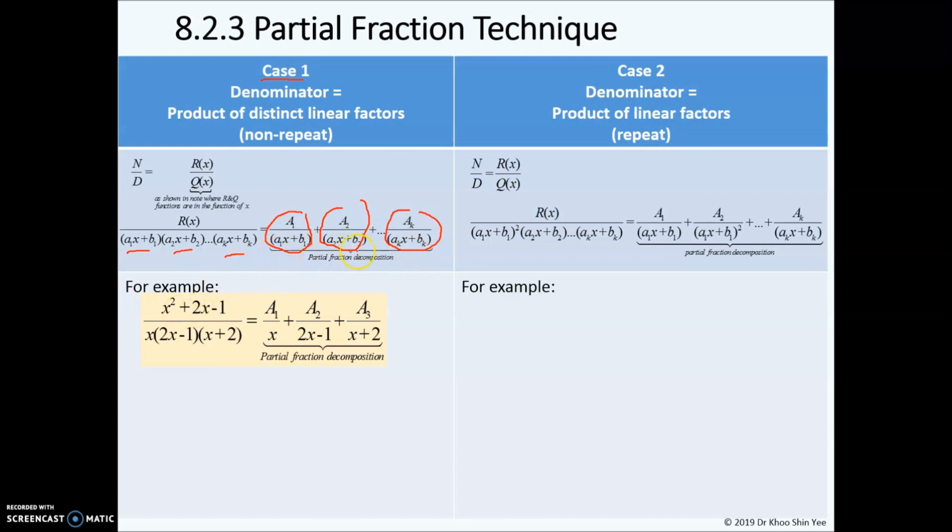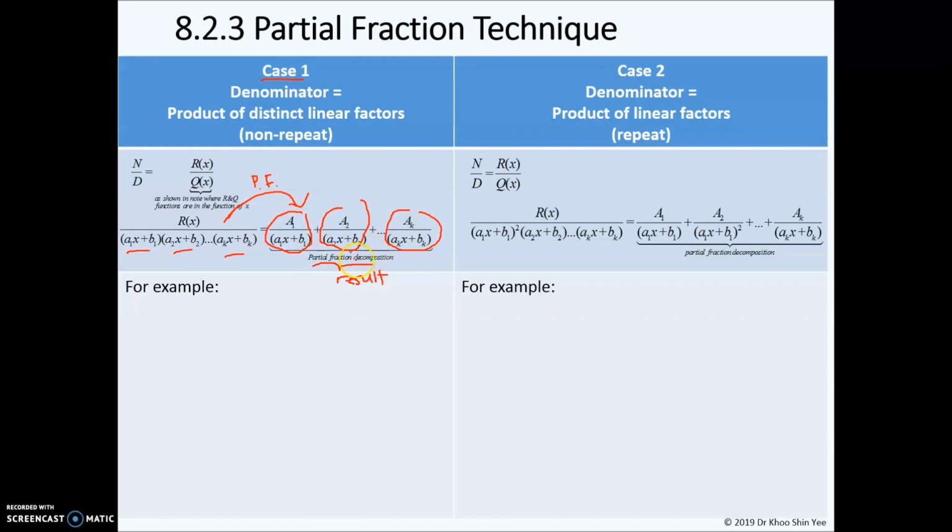So this is partial fraction decomposition. The process of converting this form to the right hand side is called the partial fraction, and the result that you get at the right hand side we call the partial fraction decomposition. So the result is called the decomposition, and the process of converting is called the partial fraction. These are the terms that we use.